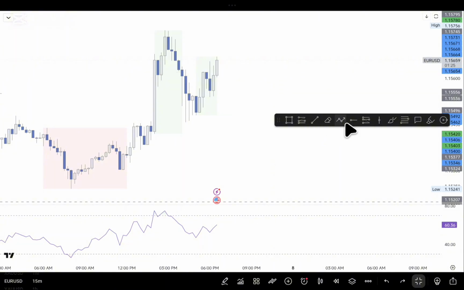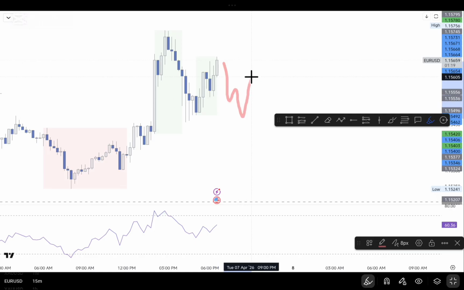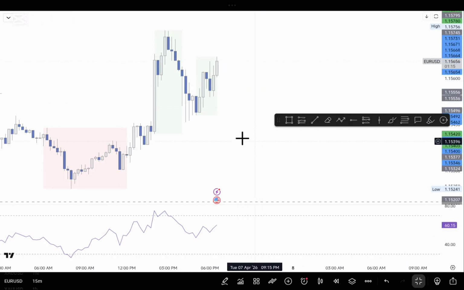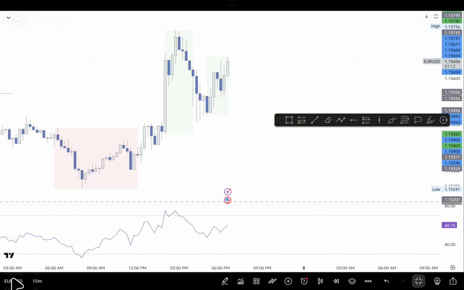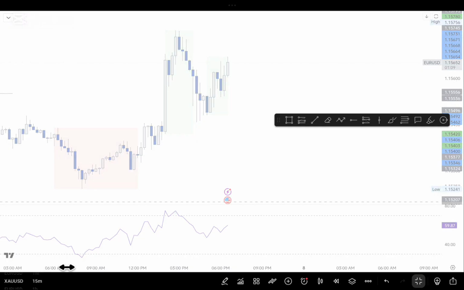But if price takes any type of sell side liquidity like this one and then shifts the structure to upside, then we are pretty much moving bullish. There's no doubt about this one. And yep, that's the plan on Euro USD. Now let's take a look at the gold.